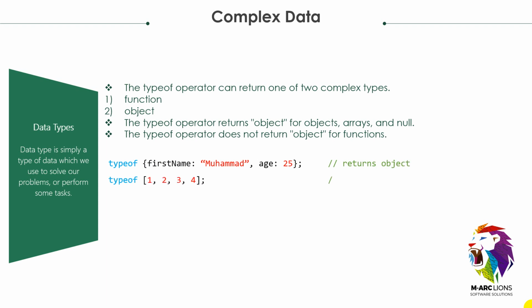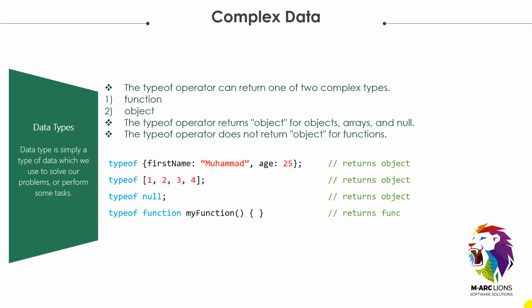For the first line I am giving an object, so what is typeof returning? It's an object. Then in the second line I am giving typeof an array, so it is returning object as well. Then I am using typeof null, so it is returning object as well. But for the function, typeof is not going to give me object. So what does it mean? There are 2 kinds of complex data types. One complex data type is object and the second complex data type is function.